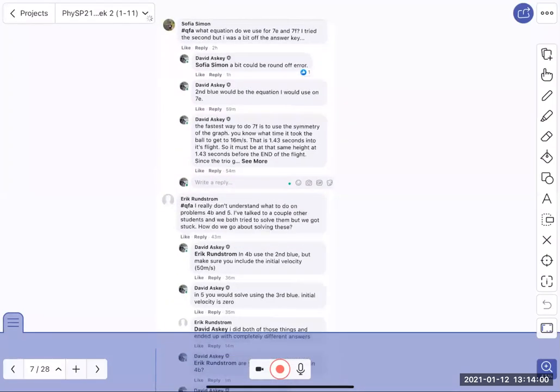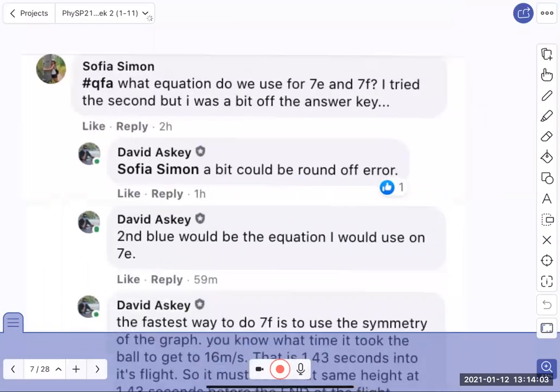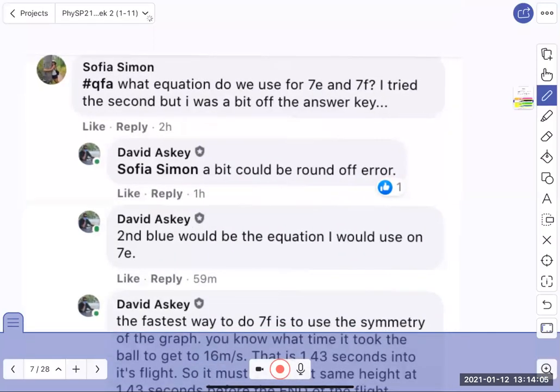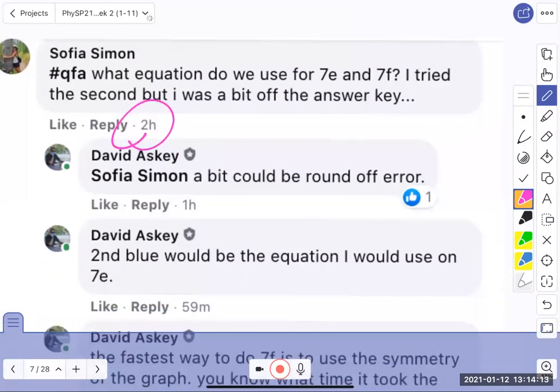Last night on Facebook, Sophia asked a question, and I want to point out something a little embarrassing: 2 hours. She patiently waited 2 hours for my response, because I don't live on Facebook, so I don't check it all the time. Let's do this. If you ask a QFA on Facebook, and I don't respond within an hour, then just feel free to text me.